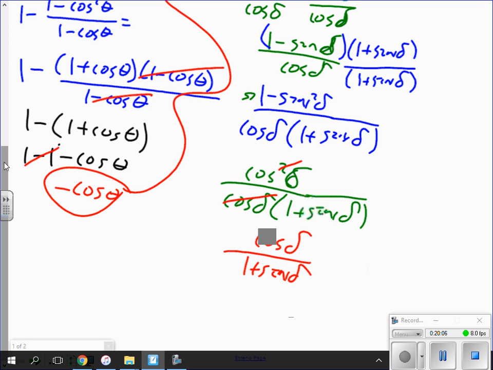Sometimes it takes a lot of steps, sometimes it does not. Okay, that one took a lot of steps, and I write really big anyways. Questions?